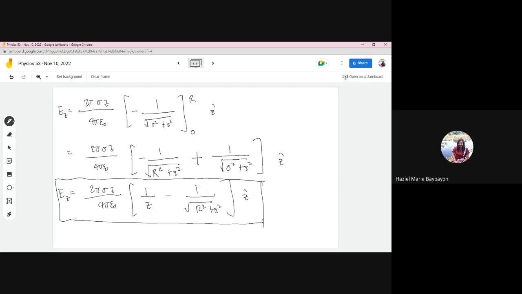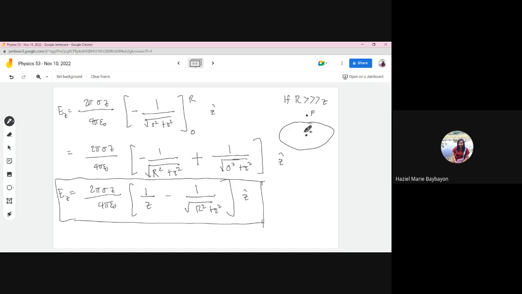Now, if r is much greater than z, so what if r is much greater than z? So unsa implication ani r much greater than z? So meaning to say, duol kaayo ang point nimo sa disk. Okay, so for example, na diri imong disk. If r is much greater than z, so dako kaayo ang r, so nara diri imong point P. Okay, nara siya duol sa disk. Duol lang siya sa disk.